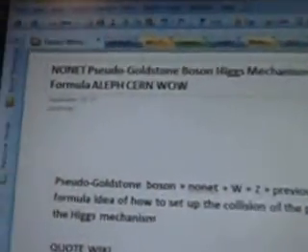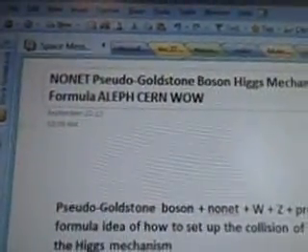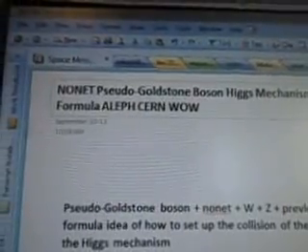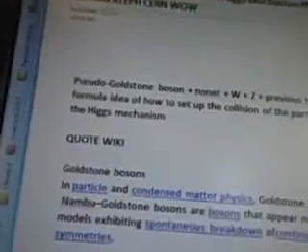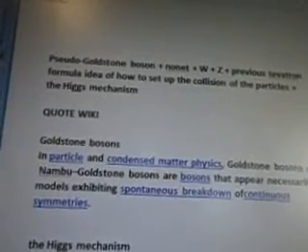We're going to film another Higgs video here. It's NONET, Pseudo-Goldstone Boson Higgs mechanism, particle mass formula, ALEPH, CERN, wow. The Pseudo-Goldstone Boson plus NONET plus W plus Z, previous Tevatron formula idea of how to set up the collision of the particles and the Higgs mechanism.